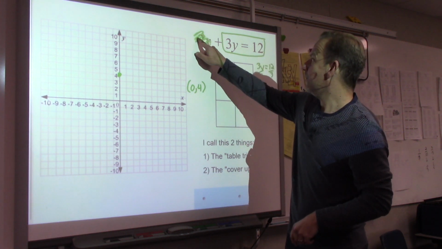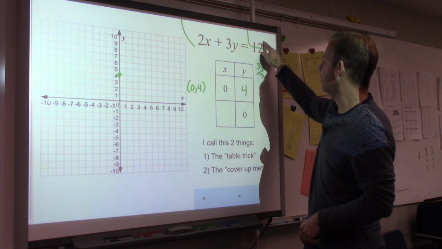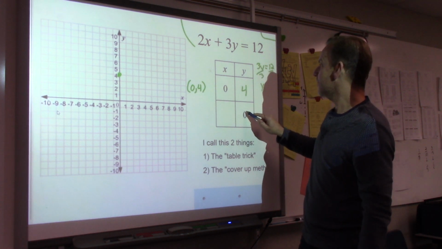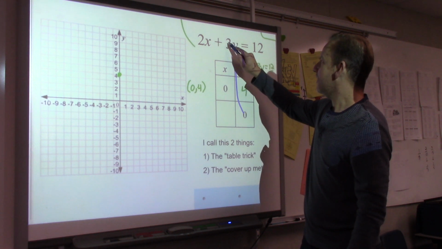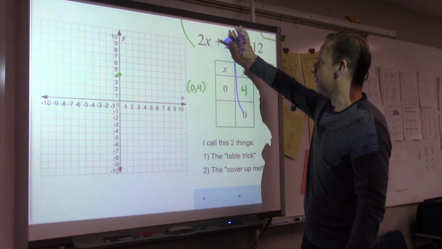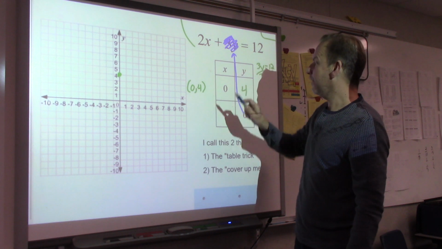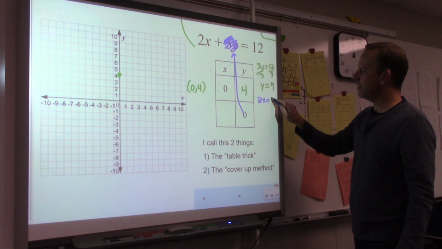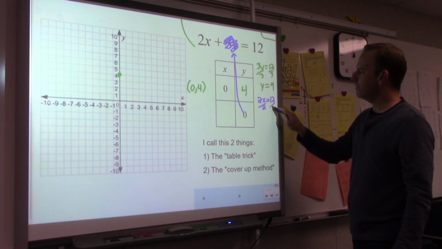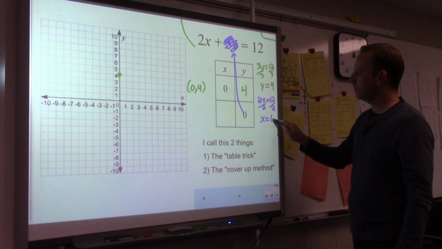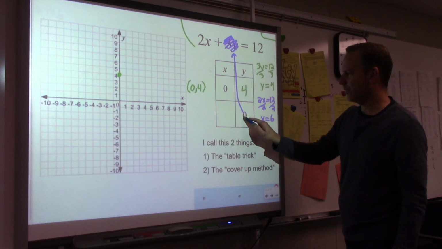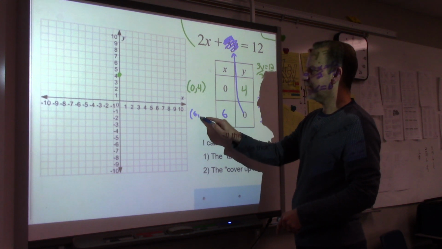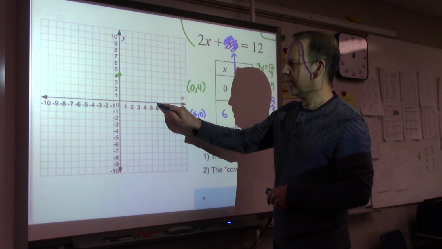So now I'm going to take away my green stuff here, and I'm going to plug in a 0, but now I'm plugging it in under my y column, so the 0 goes in right there, and that effectively just makes that disappear. So I cover that up. And now I'm left with the equation 2x equals 12. So that looks like this. 2x equals 12, divide by 2, and I get x equals 6. So the x value that goes with the y value of 0 is 6. That is the coordinate point, 6, comma 0. So I would put a dot right there.